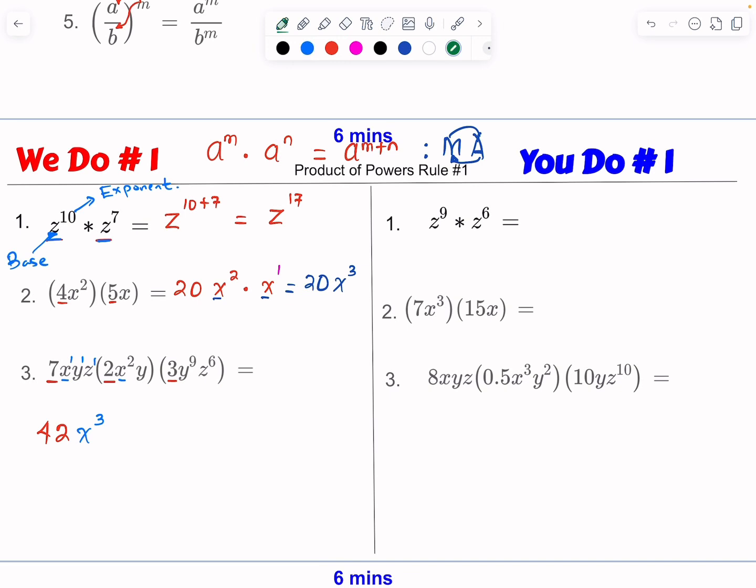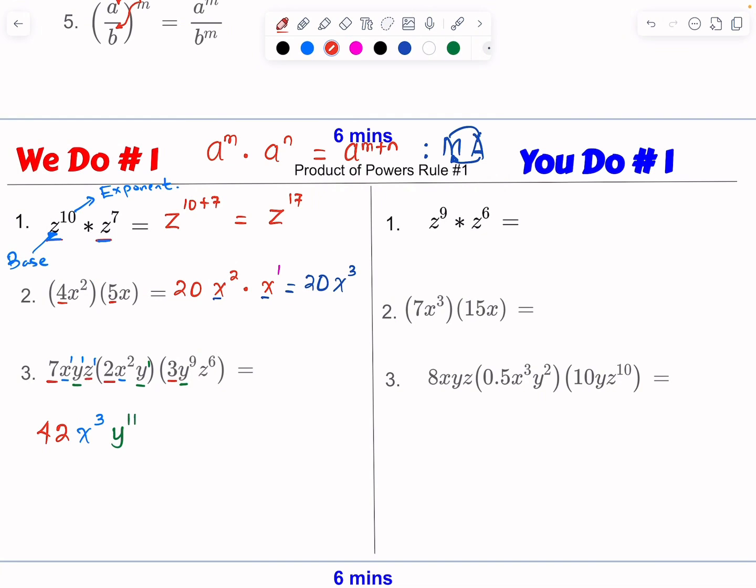So in this case, I have y, I have y, I have y, and then I know that this y is y to the power of 1, and then this y is y to the power of 9. So what am I going to do to the exponent? I am going to add. So I'm going to have y, 1 plus 1 will give me 2, 2 plus 9 is going to give me 11.